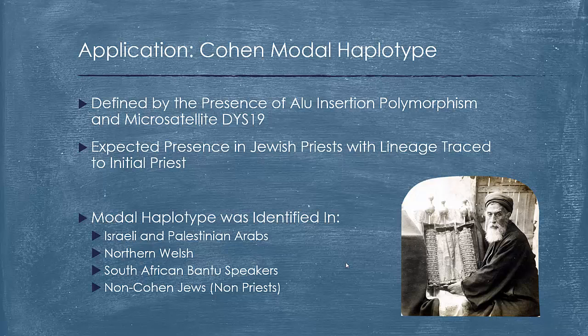So now it's time to look at the application of haplotypes to human variation studies. The example we're going to talk about is the Cohen modal haplotype. So this was defined by the presence of an ALU insertion polymorphism as well as a microsatellite known as DYS19. And it's expected to be present in Jewish priests whose lineage is traced back to the original priest. The modal haplotype was identified in Israeli, Palestinian Arabs, Northern Welsh, South African Bantu speakers, and North Cohen Jews.